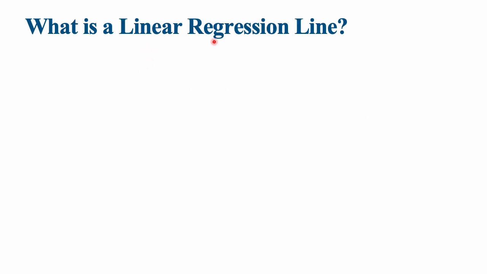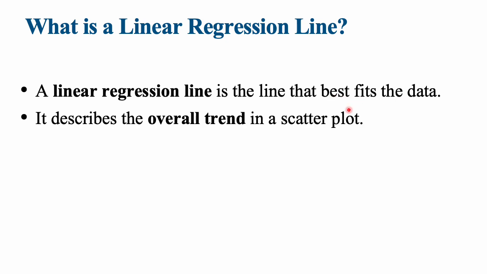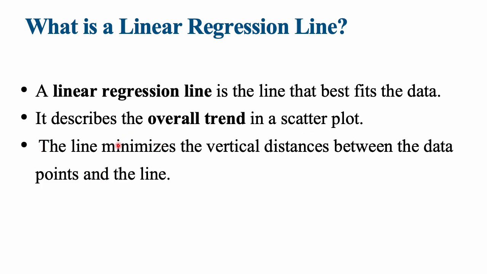What is a linear regression line? A linear regression line is the line that best fits the data. It describes the overall trend in the scatter plot. The line minimizes the vertical distance between the data points and the line. So very simply, linear regression is the line that best fits the data.